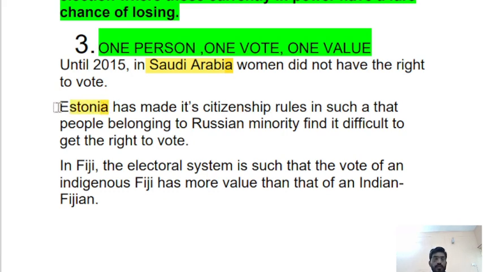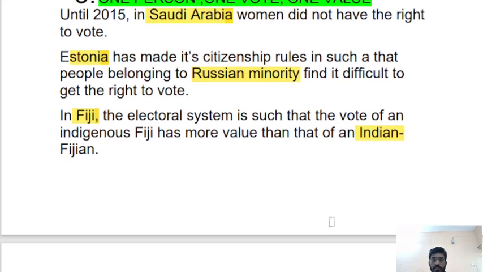In Estonia, the Russian minorities have less vote value when we compare them with the Estonian citizens. And in the same way in Fiji, the Indian Fijians have less value when we compare them with the Fijian citizens. Yes, in class I clearly explained these things. This is a revision class, that's why I am just highlighting the points. Okay.